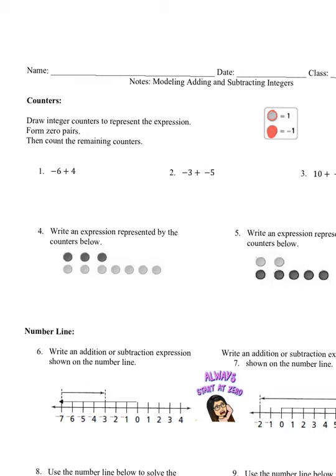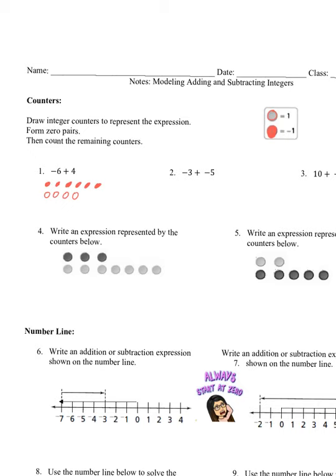First we're going to draw the integer counters, sometimes we call them chips, to represent the expression. We're going to form the zero pairs and then count the remaining counters. So number one, we have negative 6 plus 4. Negative 6, I need 6 shaded circles. Then I have 4 positive, 4 open circles.